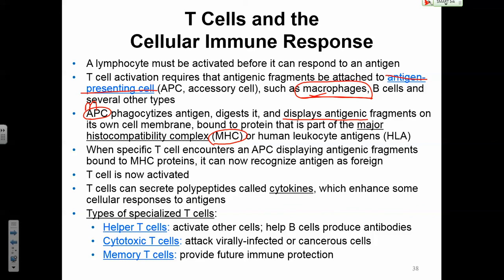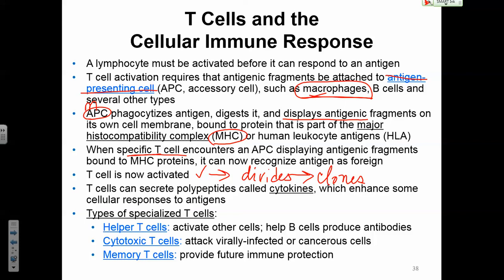So when that T cell encounters the antigen it's specific for on the surface of one of your macrophages, along with your MHCs, then it's going to get activated. And when it activates, it's going to divide. So it goes through proliferation. It divides, producing a clone, which is a whole bunch just like it.